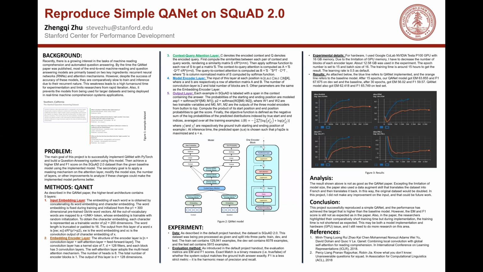In the paper, the researchers used a data augmentation technique that can translate the input dataset to French and then translate back. In this way, they will have twice large datasets for training. But due to the limitation of time and I was doing this project individually, I'm not able to do all of it. In conclusion, the project successfully reproduced a simple QANet and the performance has achieved the target that is higher than the baseline model.